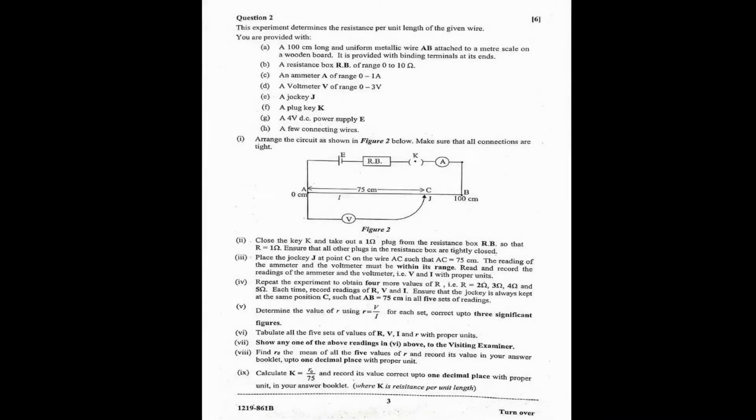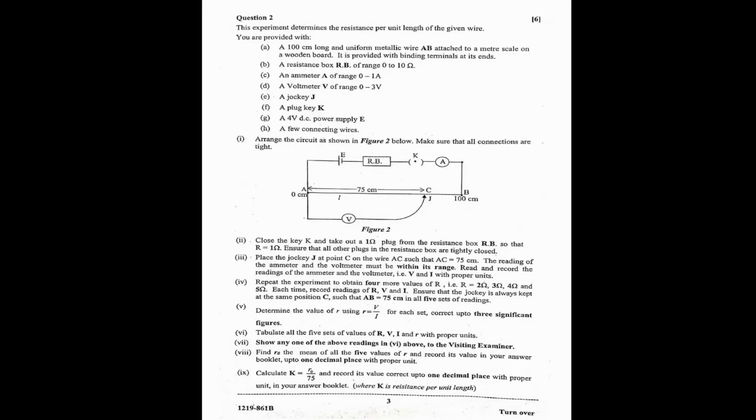Now, as you can see, this is the circuit diagram which was mentioned in the 2019 question. According to this circuit diagram we are going to connect all the instruments. You can see A, B. I have already explained you A and B, the 1 meter meter bridge. RB is the resistance box, E is the source, K is the key, A is the ammeter, and V is the voltmeter connected to the jockey. The jockey is a pen-like device which you can move on the wire AB according to the question.